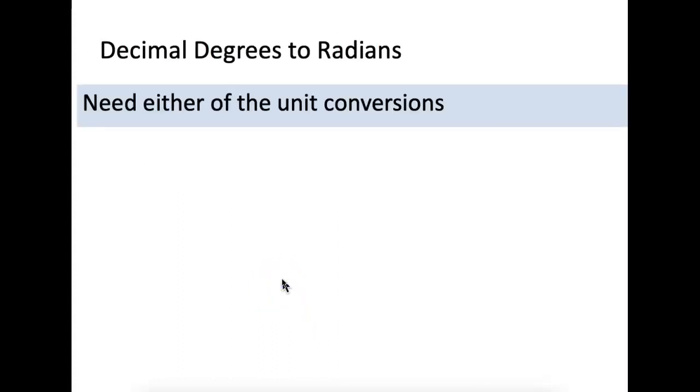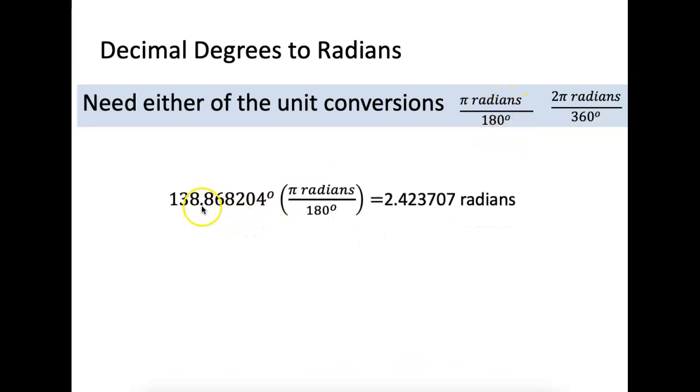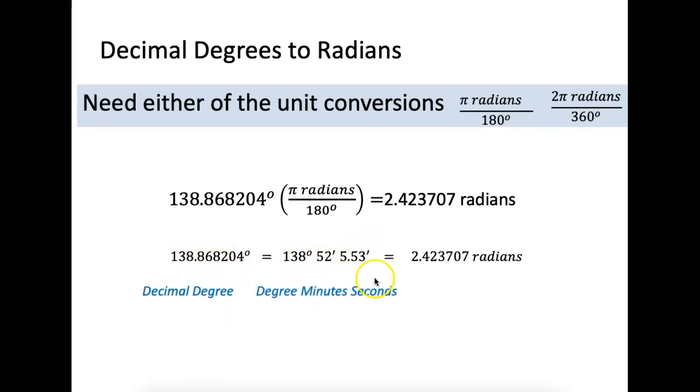Now, to change decimal degrees to radians, we're going to use one of these two facts. I usually use this first one here, pi radians over 180 degrees. I'm trying to make my answer radians, so radians needs to be in the numerator. So if I took that same number to change it to radian measure, I multiply by pi radians over 180 degrees. The degrees cancel out, and we end up with this answer, 2.423707 radians. And so this is decimal degrees, the first one. The second one here is degrees, minutes, seconds. And this is that same angle in radian measure.